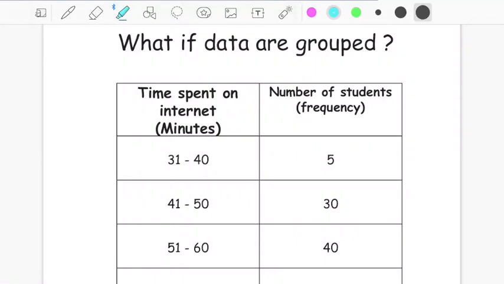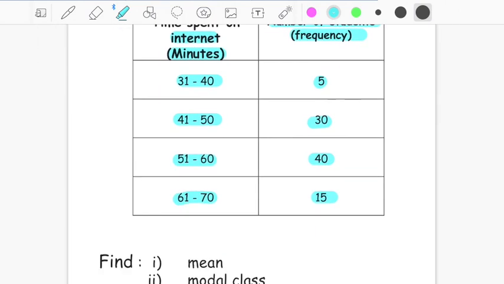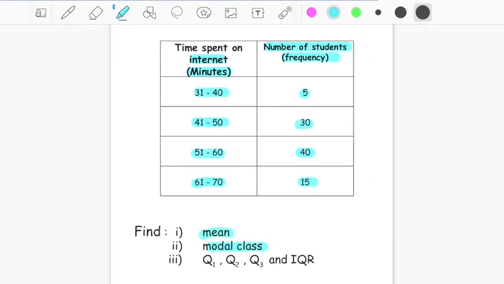All right, let's see. What if this time you have data that was grouped into classes like these? This is time spent on the internet. So 31 to 40 minutes, number of students, frequency 5; 41 to 50, 30 people; 51 to 60, 40 people; 61 to 70, 15 people. Now my question is, I want to find all these: mean, mode, Q1, Q2, Q3, and IQR. So what should I do here?